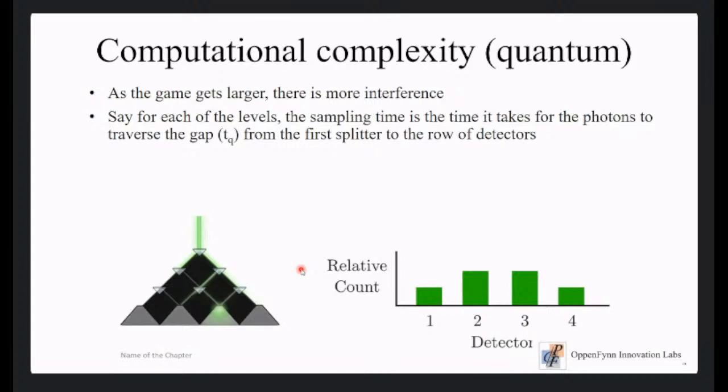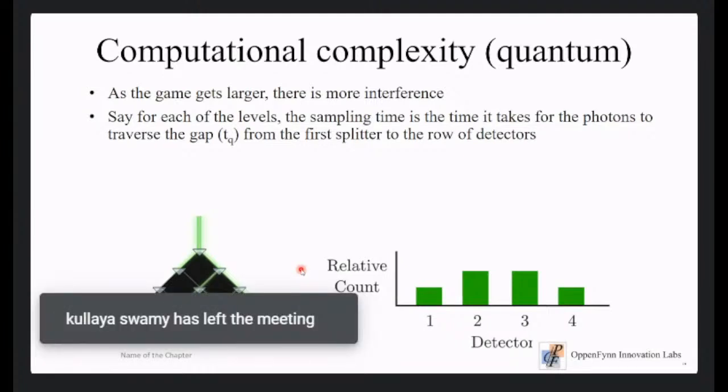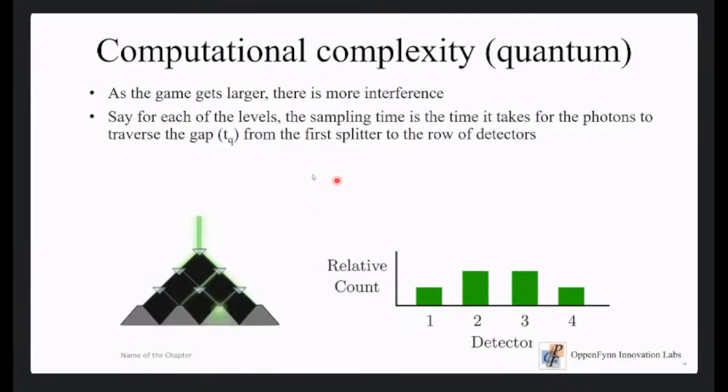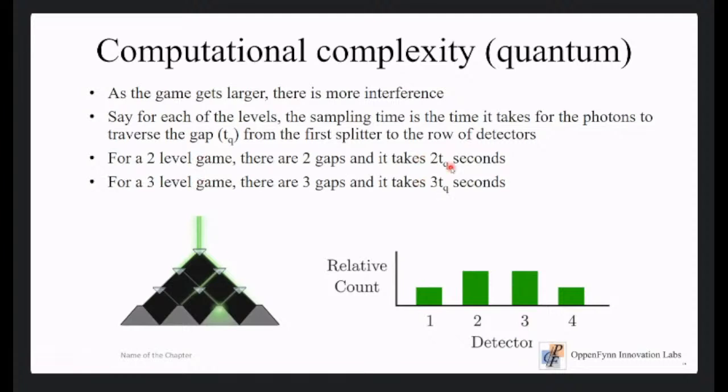Now we all saw how the complexity increases when I use the pen and paper or the classical method to calculate the number of paths. Now let's do the same for how the complexity grows when I'm actually doing the experiment in this way. Let's say for each of the levels, the sampling time it takes to traverse the gap is tq. So when you have a two-level system, the photon only has to cross two gaps, so it's 2 tq seconds. And for a three-level system, there are three gaps, so it takes 3 tq seconds.